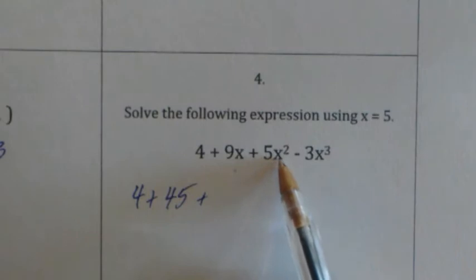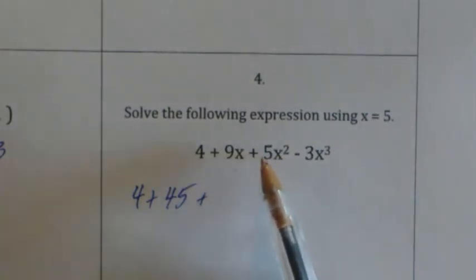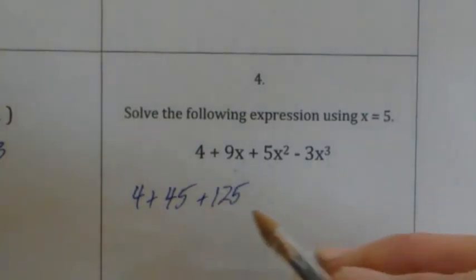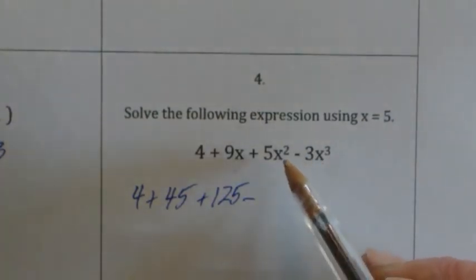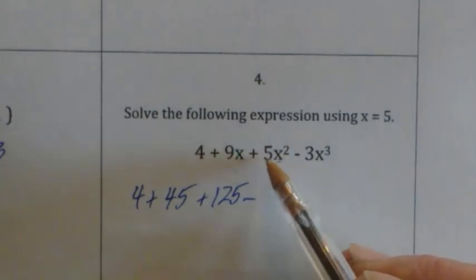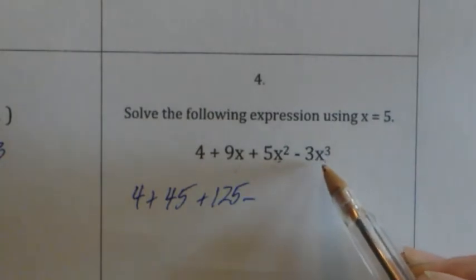5x squared. What's x squared? It's 5 times 5. 5 times 5 is 25. Times 5 is 5 quarters. It's $1.25, 125. Minus 3x cubed. We just did x cubed because we did x times x. We did 5 times 5 times 5. So that's the same as this. 5 times 5 is 25 times 5 is 125.